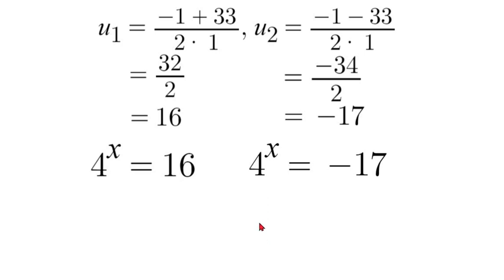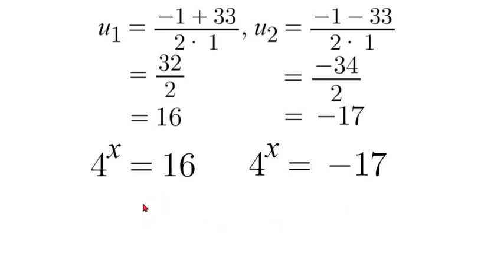Now right away, we need to recognize that a value to an exponent will never give us a negative number. So no value for x would give us a negative 17. So therefore, there's no real solution to 4 to the power of x is equal to negative 17. So that is not an option.